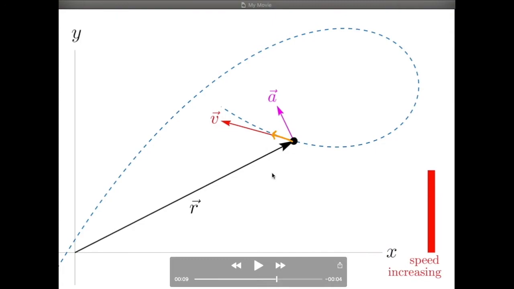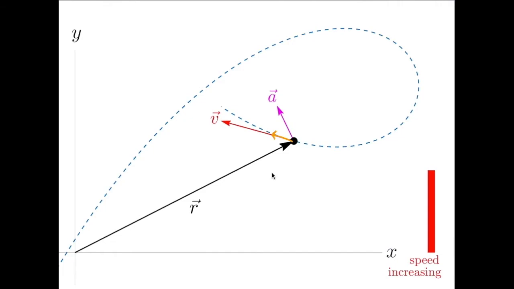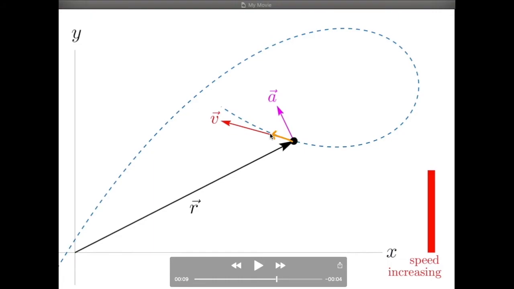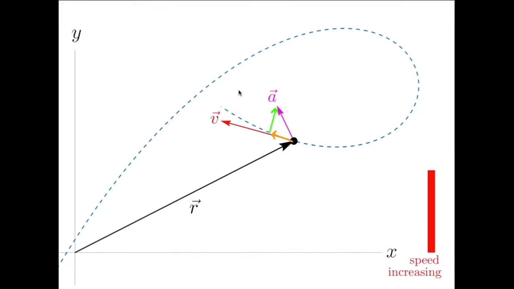The component of acceleration perpendicular to velocity tells you how the object is turning. In this case, that component looks like this green arrow. Notice that the green arrow is perpendicular to the velocity, so it won't change the speed at all, but it will make it turn. This green arrow will push the velocity vector this way and make it turn to the right. So those are the two things that the acceleration vector shows you: speeding up or slowing down, and turning.